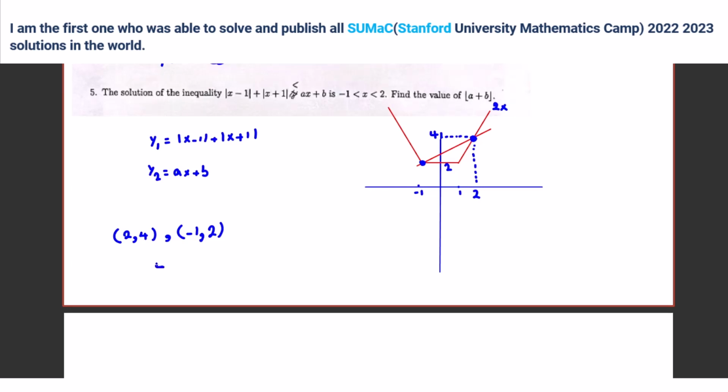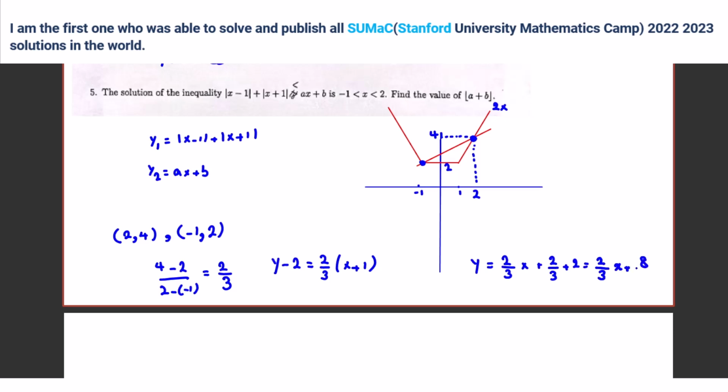We can say 4 minus 2 over 2 minus minus 1, which will be 2 over 3. So y minus 2 is equal to 2 over 3 times x plus 1. It will be y is equal to 2 over 3 times x plus 2 over 3 plus 2, so it will be 2 over 3 times x plus 8 over 3. Now a is this one, b is this one, and the sum of them is 10 over 3.